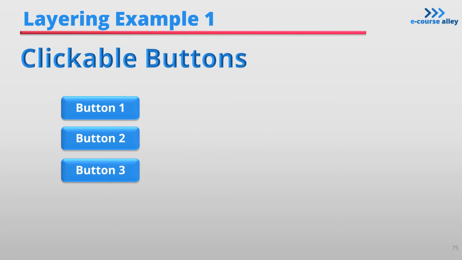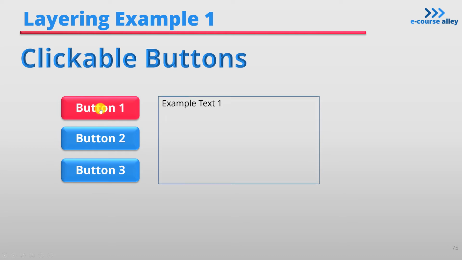So this is an example of how you can use clickable buttons to layer your information. When I click on each of these buttons, information will appear over here to the right in the same location each time. So I'm going to click on these buttons now. Okay, so how did I do that? Well, I'm going to show you.